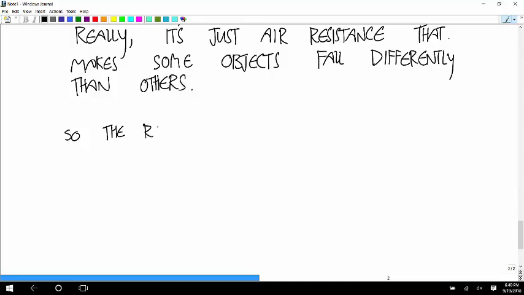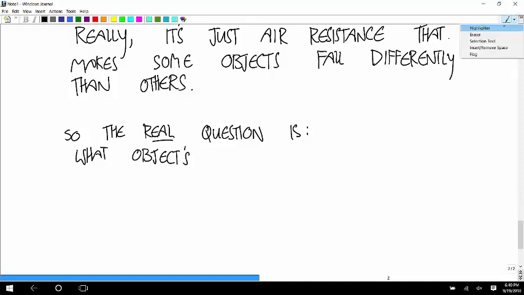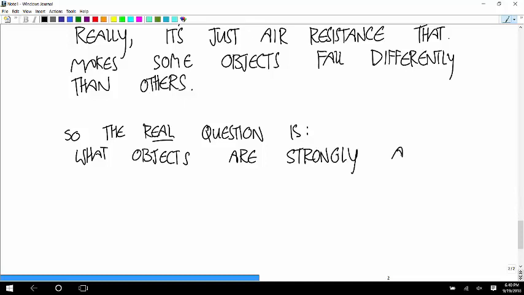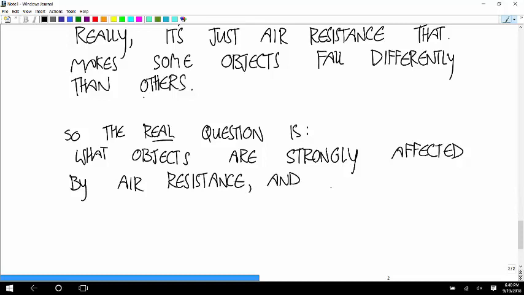So the real question is, what objects are strongly affected by air resistance and what objects aren't.